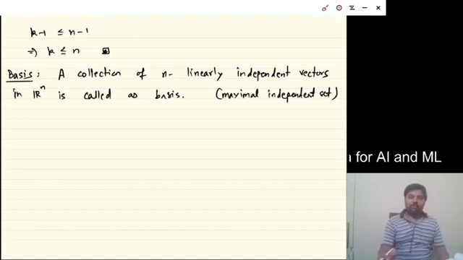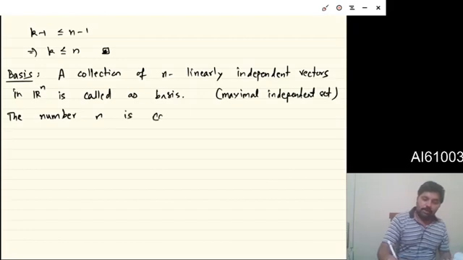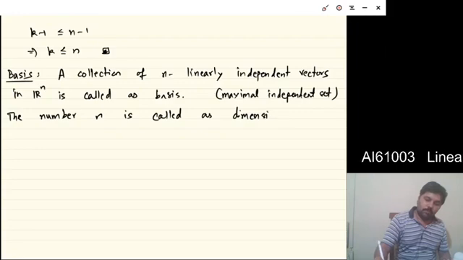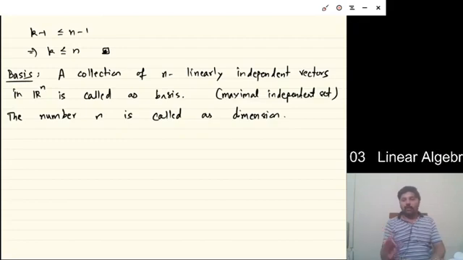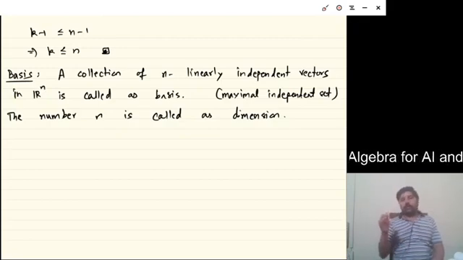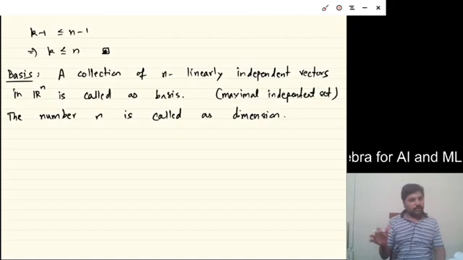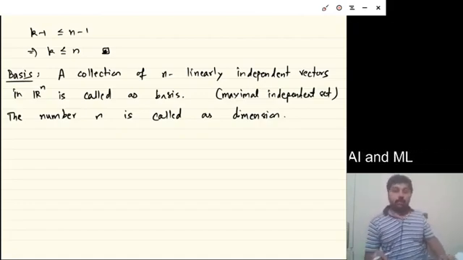And once you know this is the basis, your job is done. The number n is called the dimension. So what is the maximal independent set that you can find in a vector space? That's what you are looking for. In this particular case of n-dimensional Euclidean space, that number is n. If you have a collection of n plus 1 vectors, that's linearly dependent. That's what we saw earlier. So this number n is a unique number, and that is called the dimension.